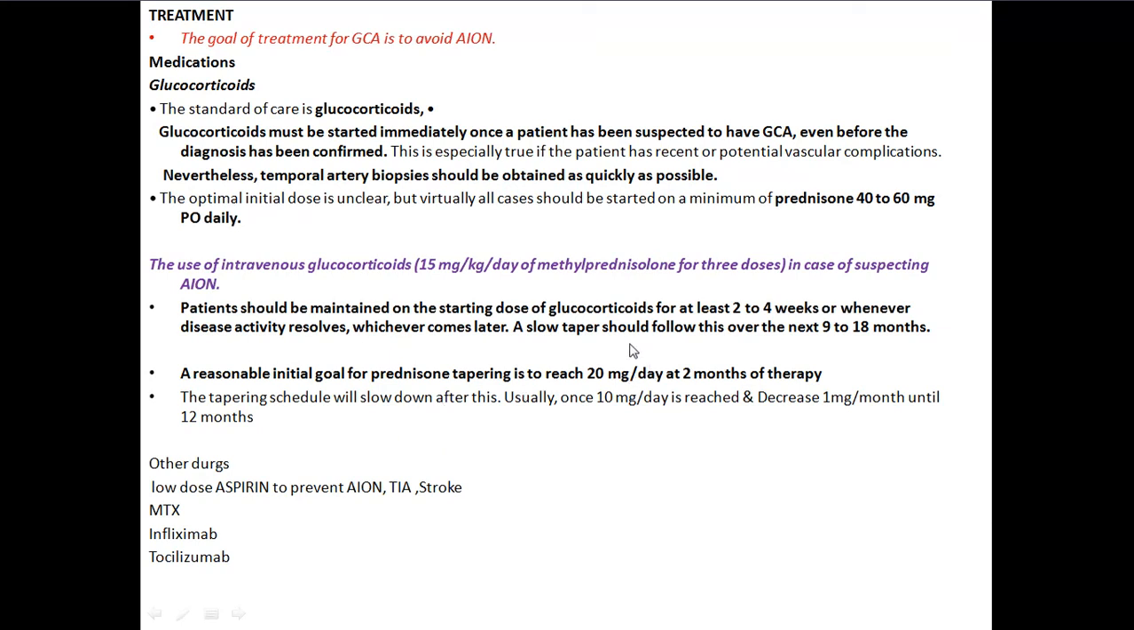So how do you want to taper? It should be tapered to a level of 20 mg per day after 2 months of therapy. And usually the tapering schedule will slow down after this, and it's 10 mg per day or 1 mg per month until 12 months. And other drugs are low-dose aspirin to prevent TIA and stroke, methotrexate, infliximab, and tocilizumab.